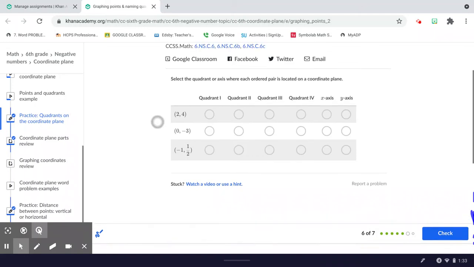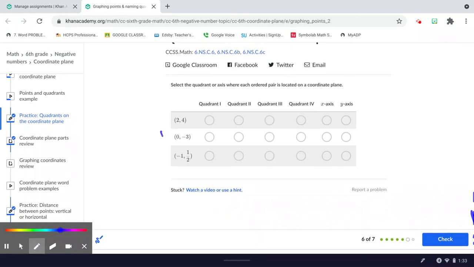I can automatically look at this one right here in the middle. Remember it's x comma y. See how my x is 0? So I know it's on my y-axis. Easiest thing you'll find. Now let's look at the other part.